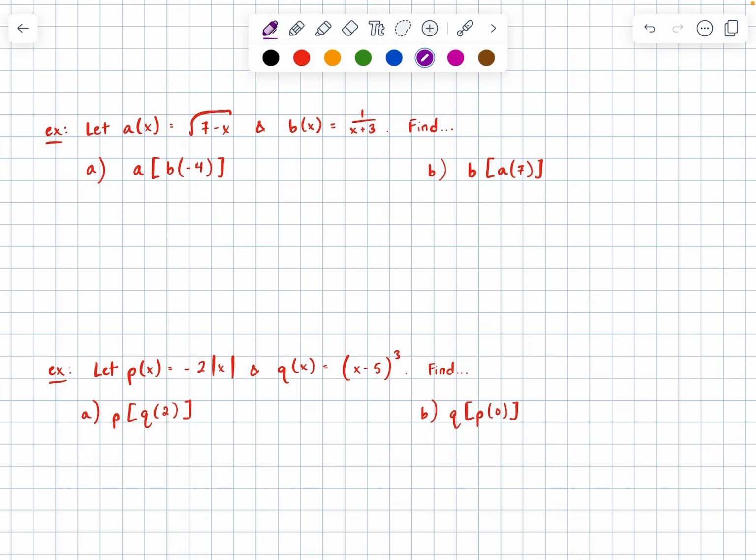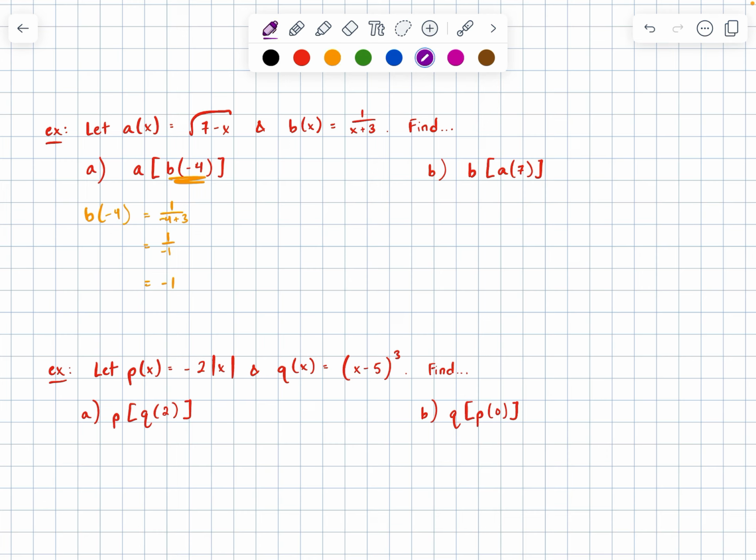Okay, a of b of negative 4. Again, I want to think in layers. So let me start by finding b of negative 4. Well, b of negative 4 would be equal to 1 over negative 4 plus 3, just substituting negative 4 in for x in our function b. Negative 4 plus 3 is negative 1, so I have 1 over negative 1, which is negative 1.